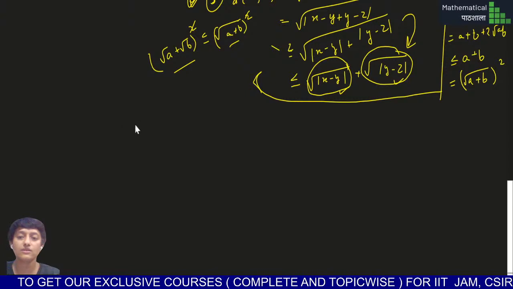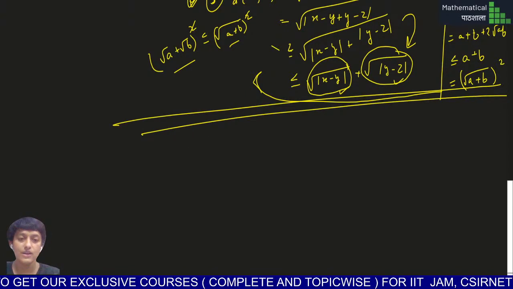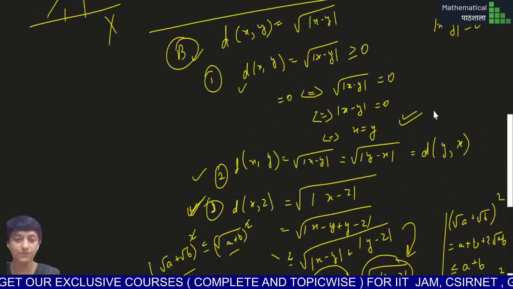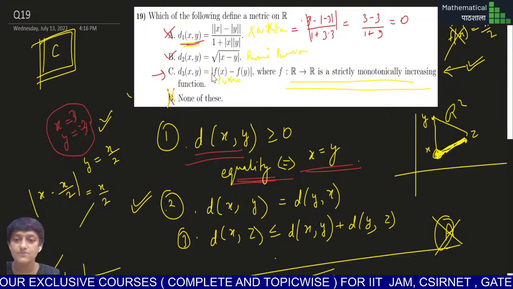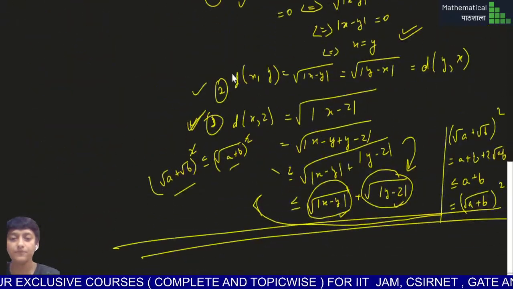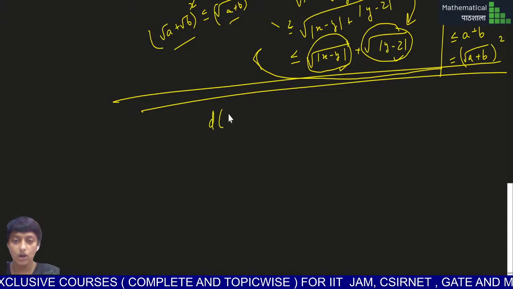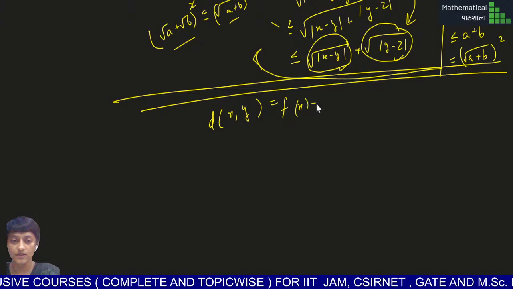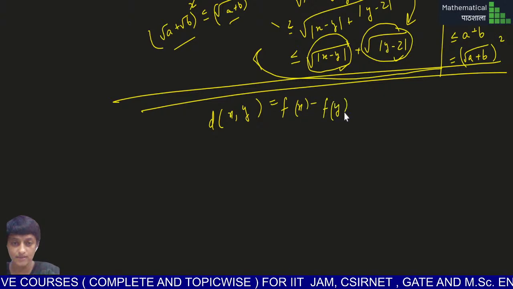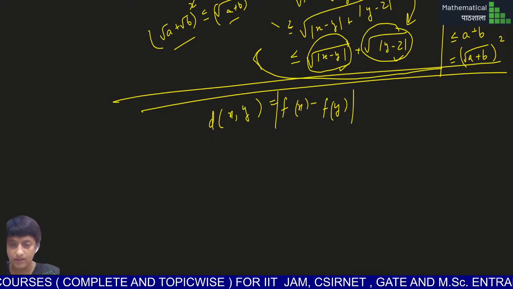So let us proceed faster. We are a little bit late today, and I respect your time too. You might be having a timetable and all. So dxy is given by fx minus fy. Okay, so we will just write here. D of x comma y is given by mod of f of x minus f of y. So you can just tell me.